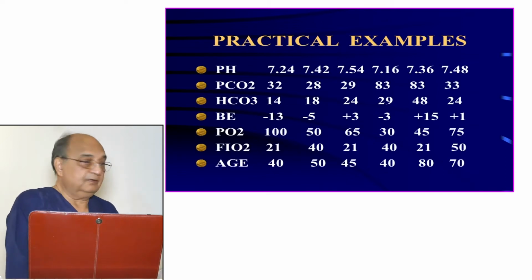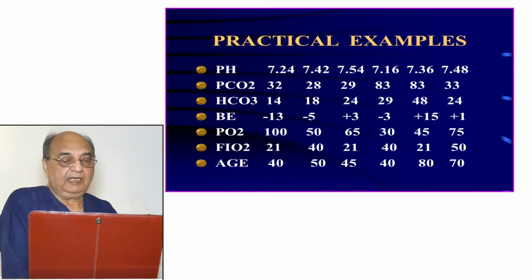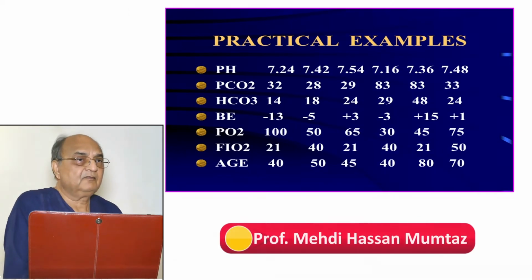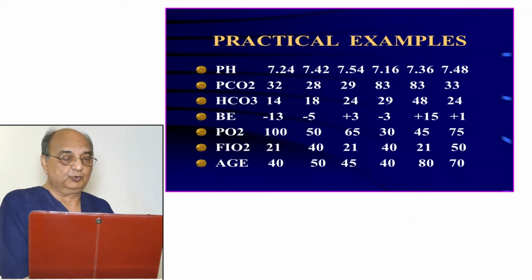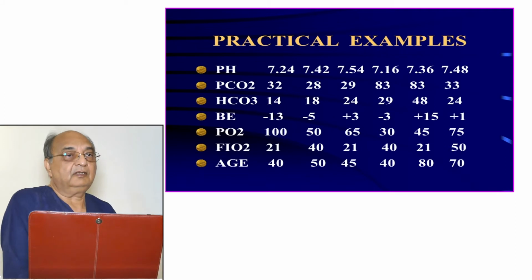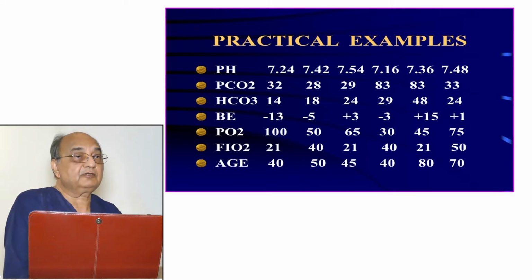Now, for your practice, I have given a few figures here. You look at the pH, then you look at the PCO2, then you look at the bicarbonate. This will assess the acid-base status of a person. If the pH is 7.24, PCO2 is 32, bicarbonate is 14, what is this?